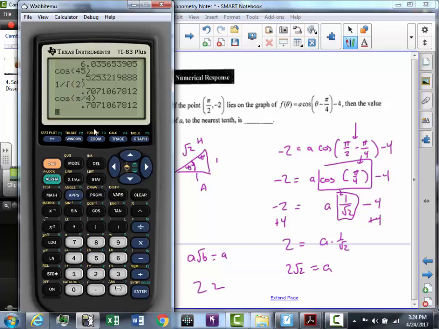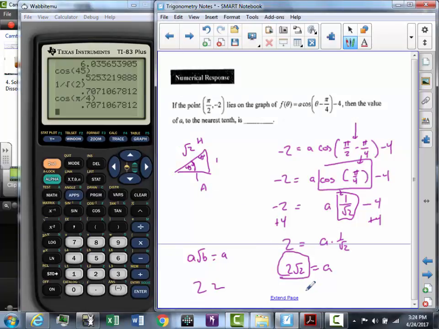So if you wanted to, you could have used this decimal number the whole way through here. The only downside is if it wanted an exact value like this, you wouldn't have gotten it right. But if it just wanted a decimal number, then you could have made this 0.707 and just done 2 times 0.707 kind of thing. Let's try one last one.